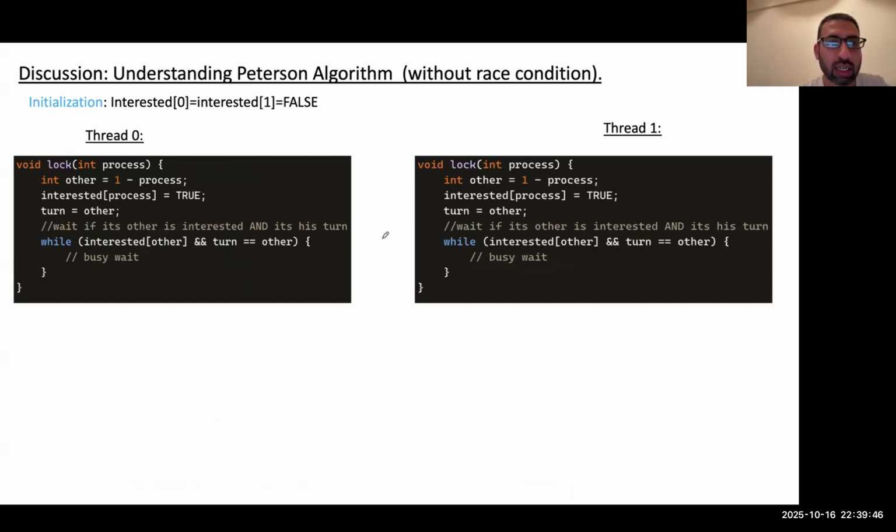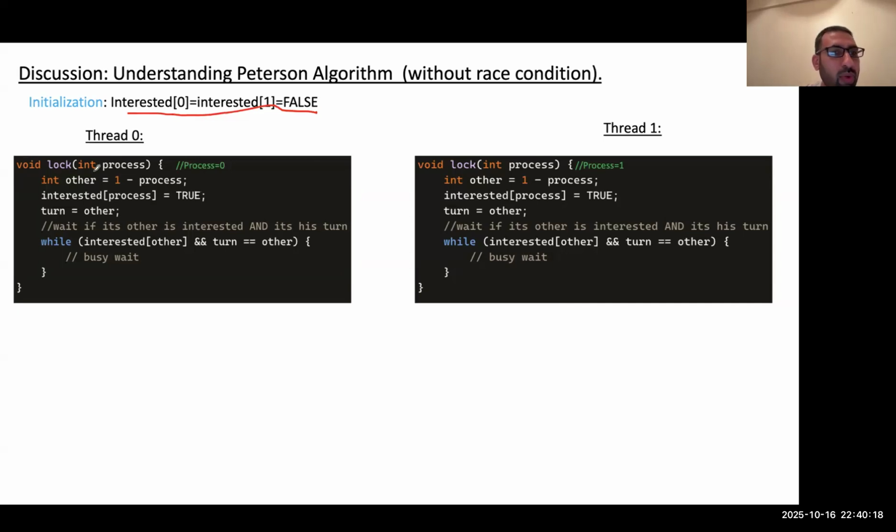Okay. Let's start with this slide because it is more clear how things are working here, right? Assume we have the interested array initially set equal to false. Interested 0 is equal to interested 1 is equal to false, right? All the elements are initialized to false. On the left we have thread 0, on the right we have thread 1. Let's say that both threads start executing at the same time and both invoke the lock, right? Both try to get the lock at the same time.